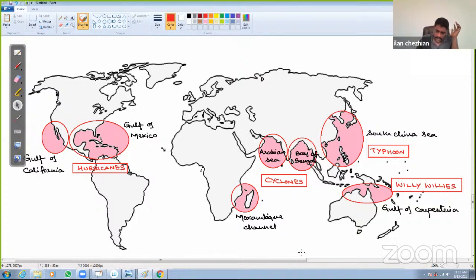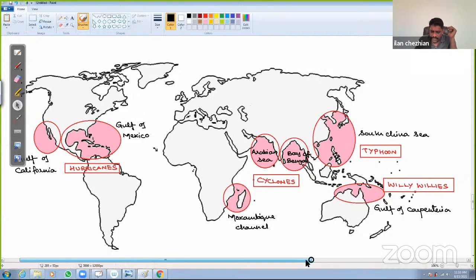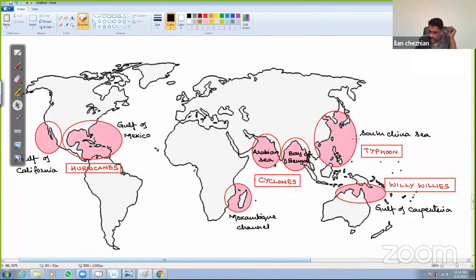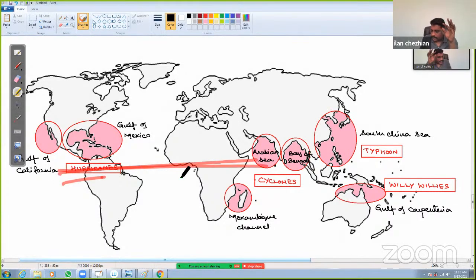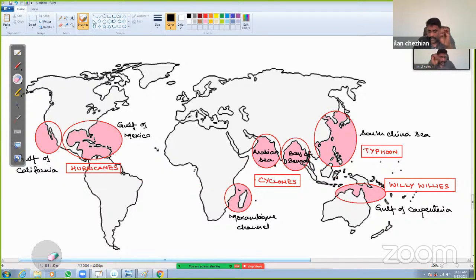So these are the different regions in the world which experience cyclones. Tropical cyclones, to be very precise. Very important, my friend. 7 different regions: 1, 2, 3, 4, 5, 6, 7. They experience cyclones. Again, I'm telling you, cyclone is absent in the equatorial belt. Why is cyclone absent in the equatorial belt? Let me reiterate, because Coriolis force is absent.